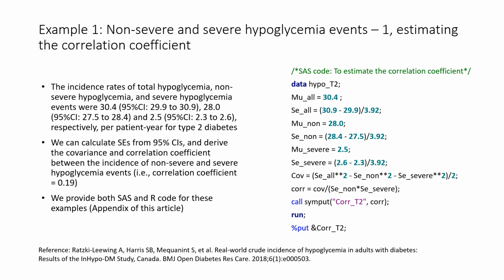This study reported means and 95% confidence intervals of the incidence rates of total hypoglycemia, non-severe hypoglycemia, and severe hypoglycemia events. We can calculate standard errors from 95% confidence intervals and derive the covariance and correlation coefficient between the incidence of non-severe and severe hypoglycemia events. We calculated that the correlation coefficient was equal to 0.19.